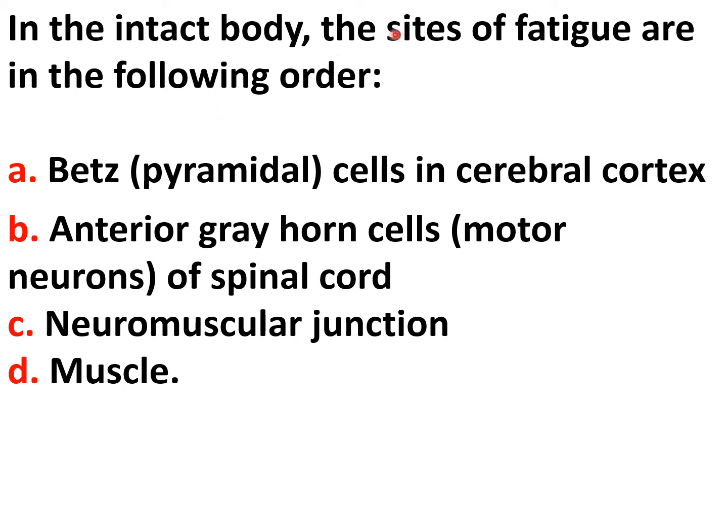In the intact body, the sites of fatigue are in the following order: Betz or pyramidal cells in the cerebral cortex, then anterior grey horn cells or motor neurons of the spinal cord, then neuromuscular junction and muscle.